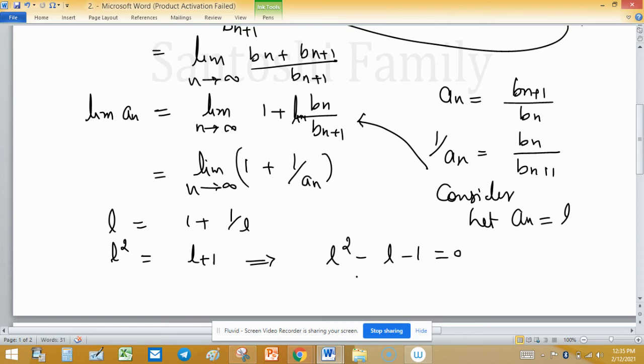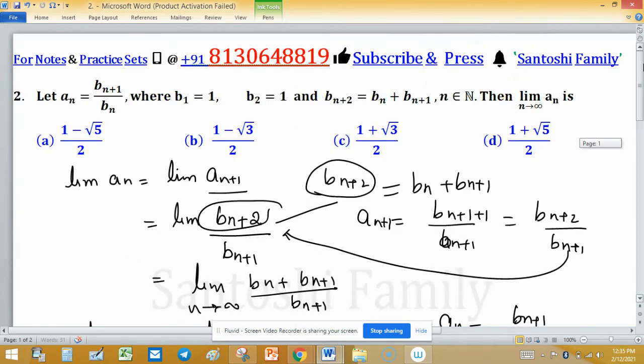Now by the quadratic formula, we will get minus b plus minus the square root of b squared minus 4ac, divided by 2a. So this gives you 1 plus minus the square root of 1 plus 4, divided by 2, and this is 1 plus minus root 5 divided by 2. 1 plus root 5 divided by 2 is in option D.